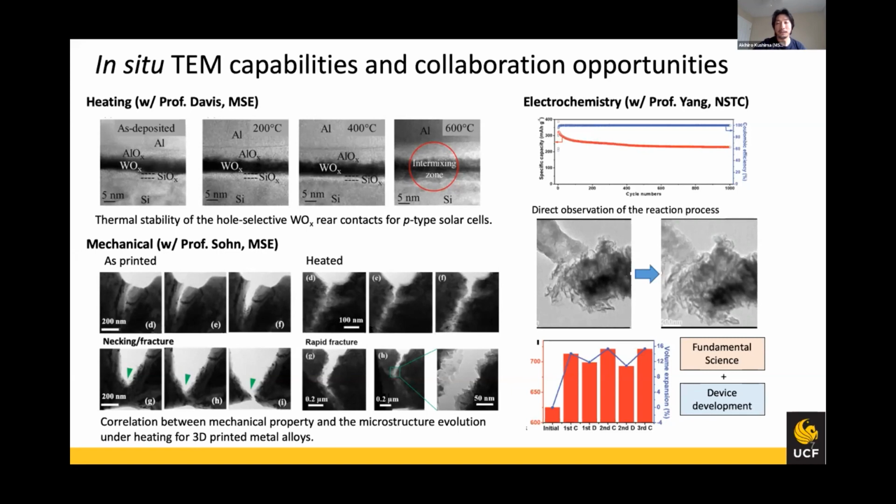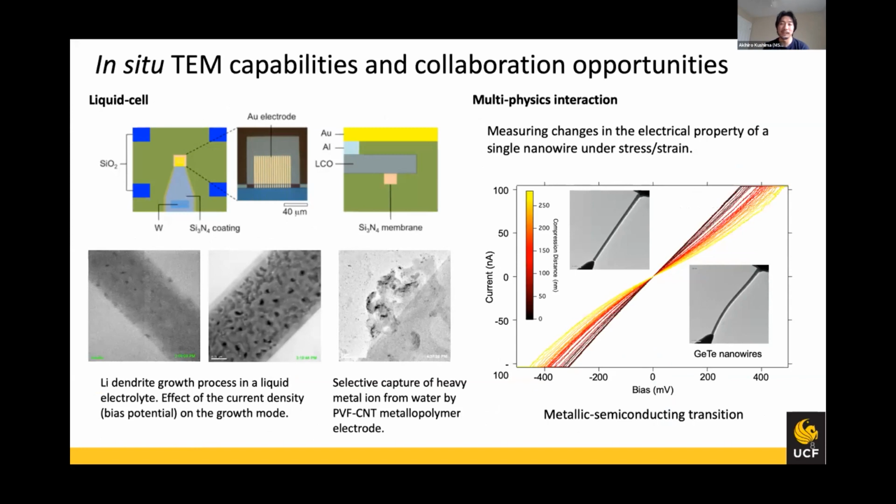And for electrochemistry, once you have a device, we can do nanoscale testing to understand the reaction mechanism. In this case, we have a porous thin metal electrode for aluminum ion batteries. Because of this porous structure, you limit the overall volume expansion, and that can lead to a very high cycle lifetime. Okay, and there are some other capabilities we have.